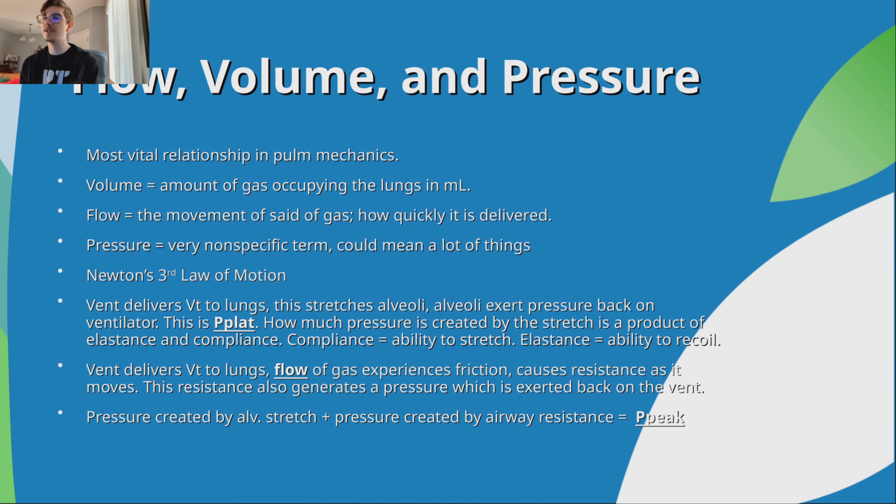So now we're going to talk about the relationship between flow, volume, and pressure. This is the most vital relationship in pulmonary mechanics. So volume is essentially the amount of gas that occupies the lungs, typically measured in milliliters or sometimes in liters. Flow is the movement of said gas, basically how quickly the gas is delivered. And pressure could mean a lot of things. When it comes to mechanical ventilation and respiratory mechanics, there are a lot of different pressures, okay?